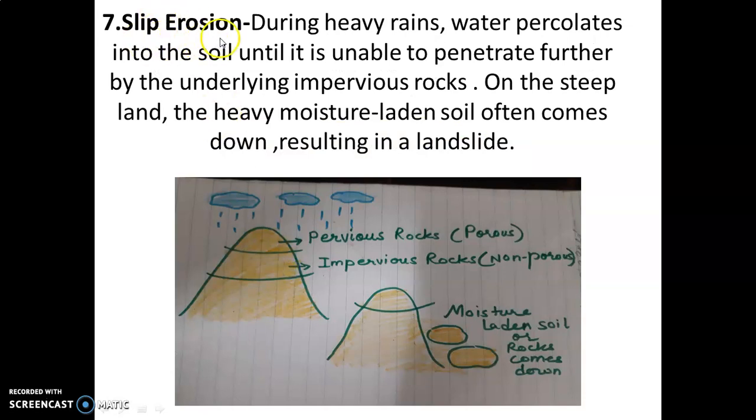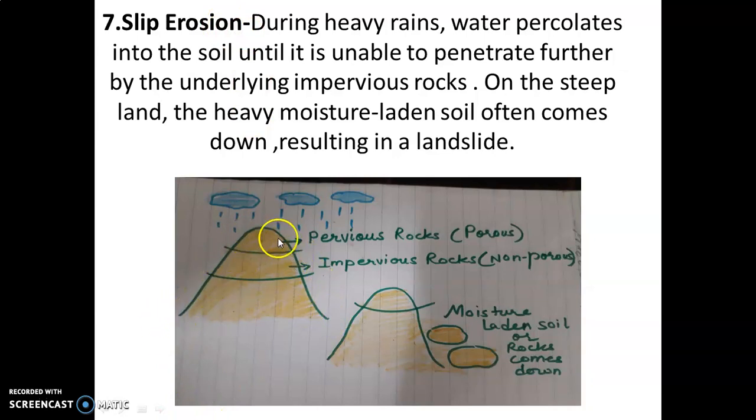Next, slip erosion. We can say that due to heavy rainfall or earthquake, large pieces of rocks, as well as soil, come down from the mountain. This is known as slip erosion.